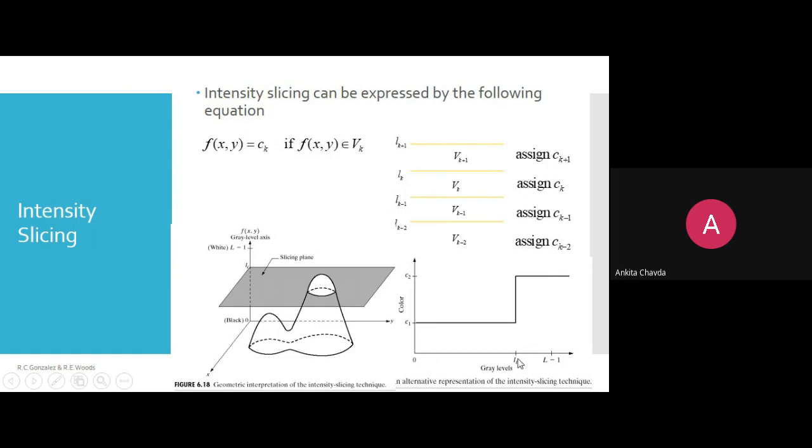So till Li, you have one color, that is C1, and after Li to L minus 1, you have another color, right? So this is your two color image processing.